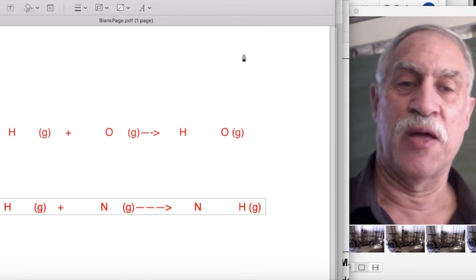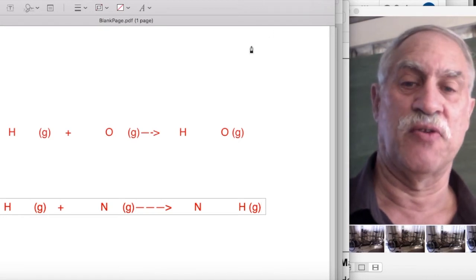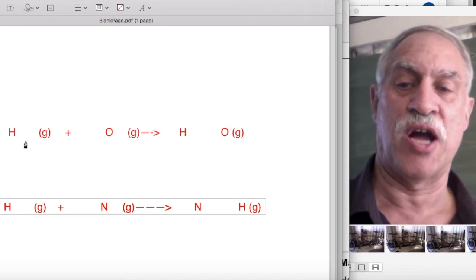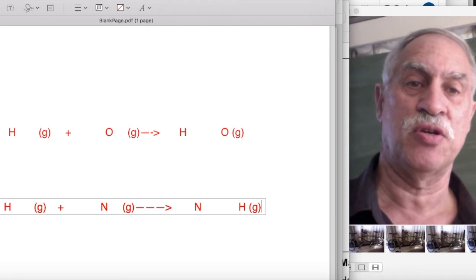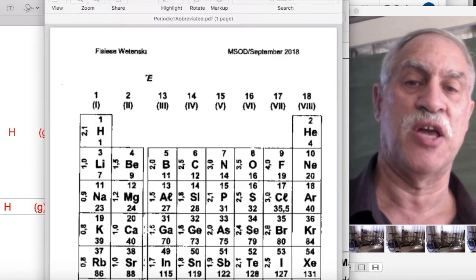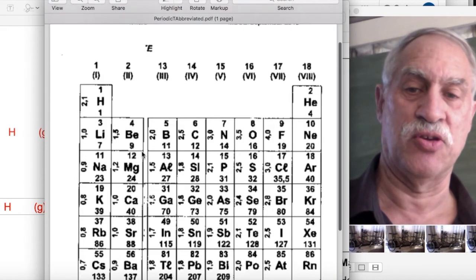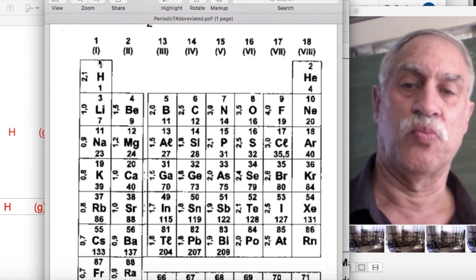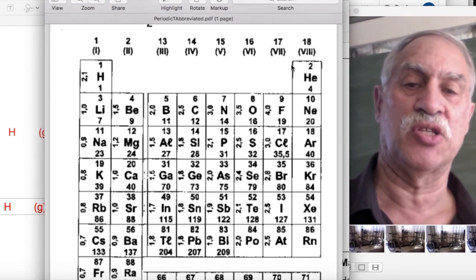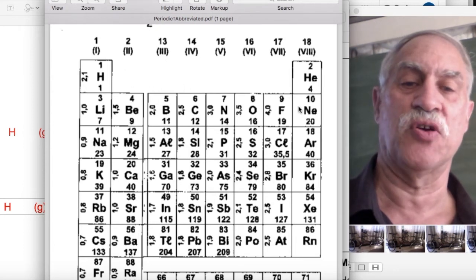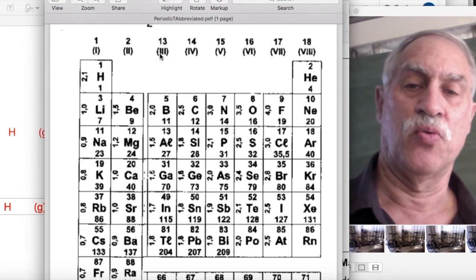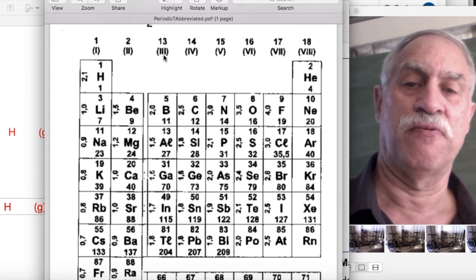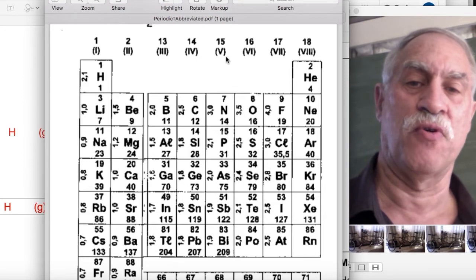Well, my grade 10s are very good at figuring out the ratio in which hydrogen combines with oxygen. They go to the abbreviated periodic table. There you see this abbreviated table. It's got group 1, group 2, then it skips all the transition elements, and it goes straight to what is called Roman numeral 3, 4, 5, 6, 7, 8.